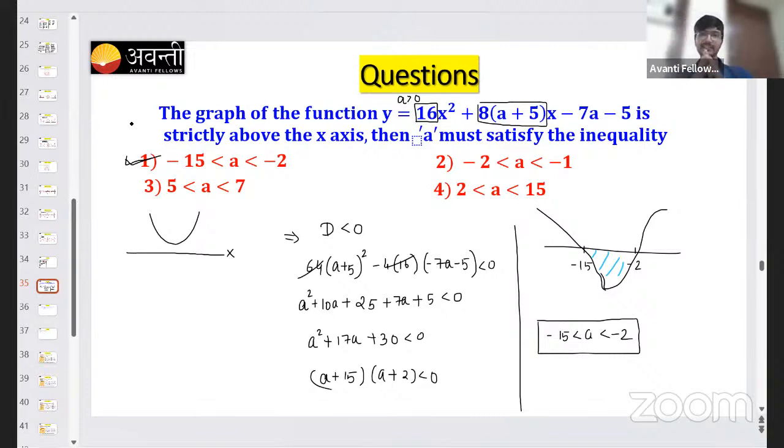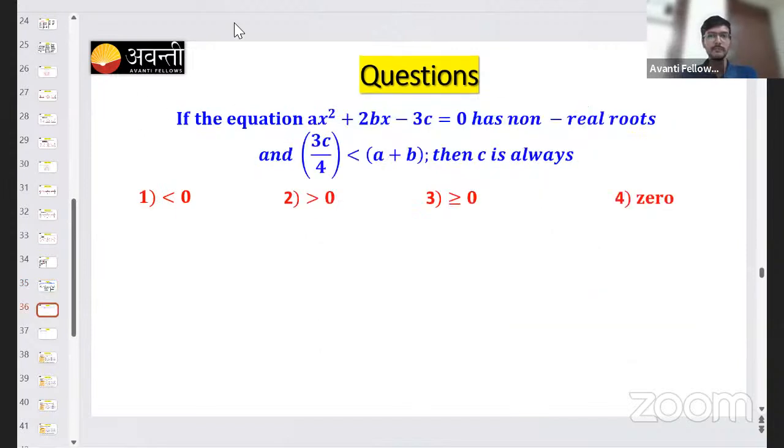So such questions appear in JEE means basically discriminant पे condition रहेगा और strictly above. इसके लिए मैंने वो दो condition लिखा था, f of x greater than 0 and f of x less than 0. Let's look at the next question. Again a good question.